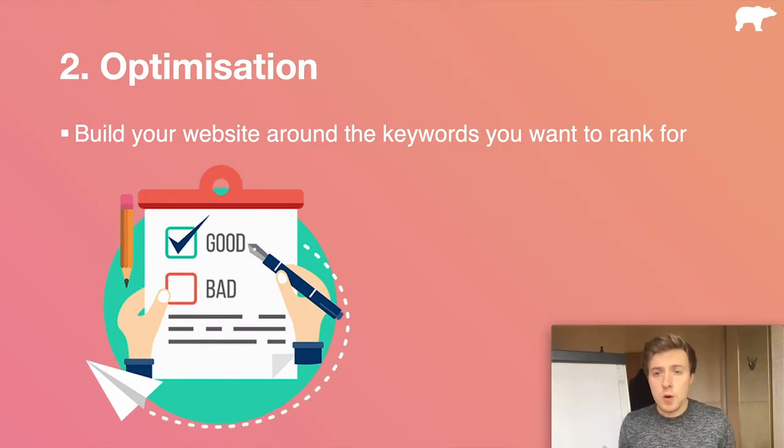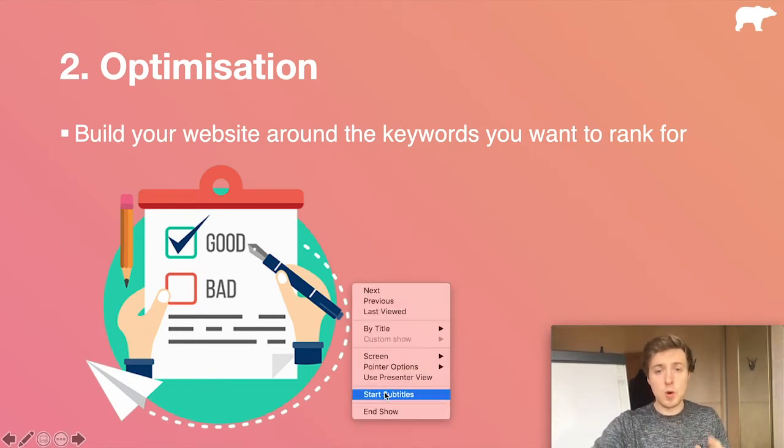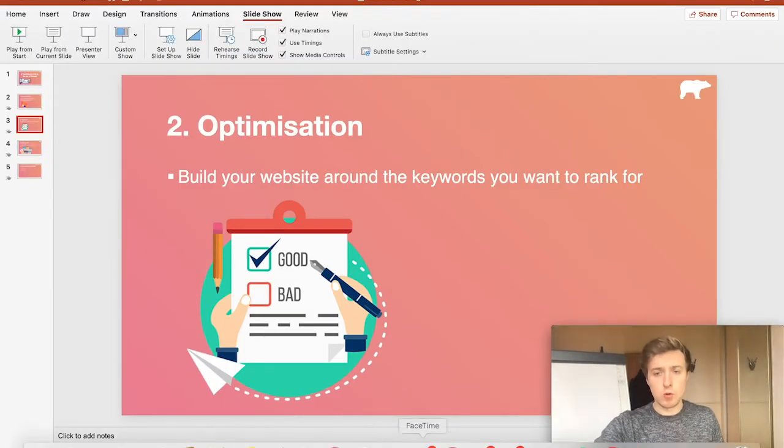Okay, so with regards to optimization, the whole point of this is that you want to make sure that your website is built around the keywords that you wish to optimize for. So let's say that you were optimizing for best drone for kids, then you want to make sure that your website uses those keywords and those key phrases appropriately to ensure that you are giving yourself the best possible chance of getting to the top of the Google ranking.